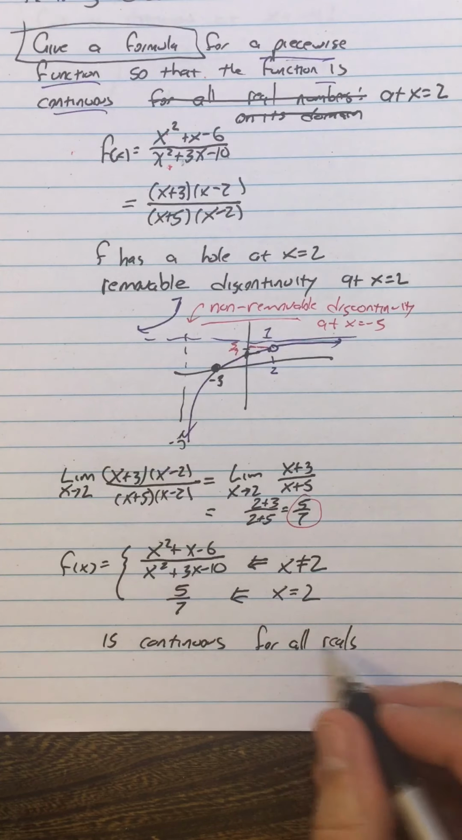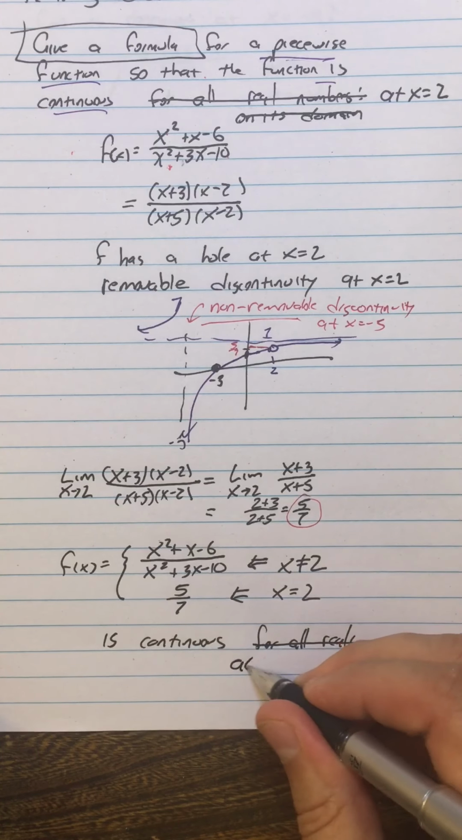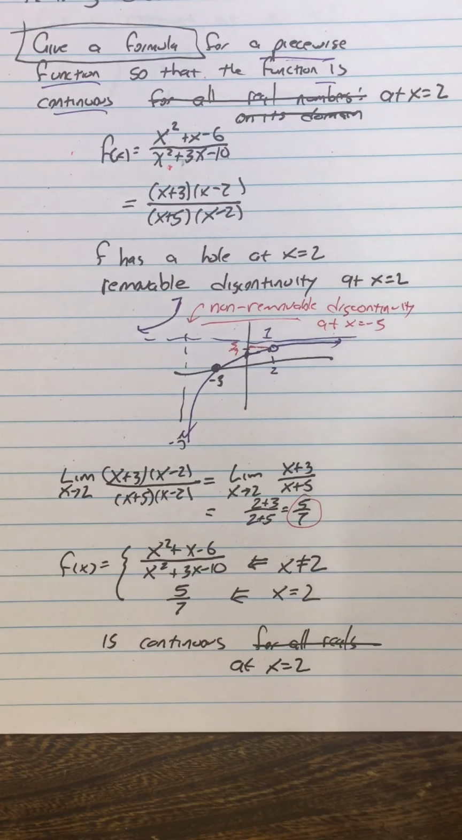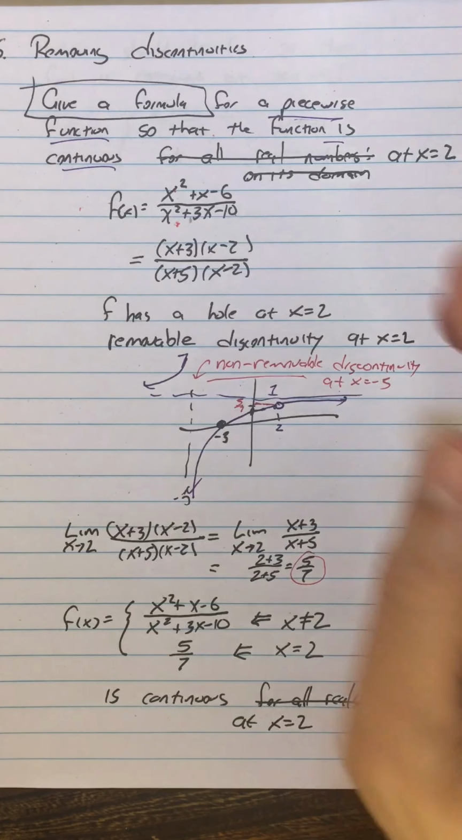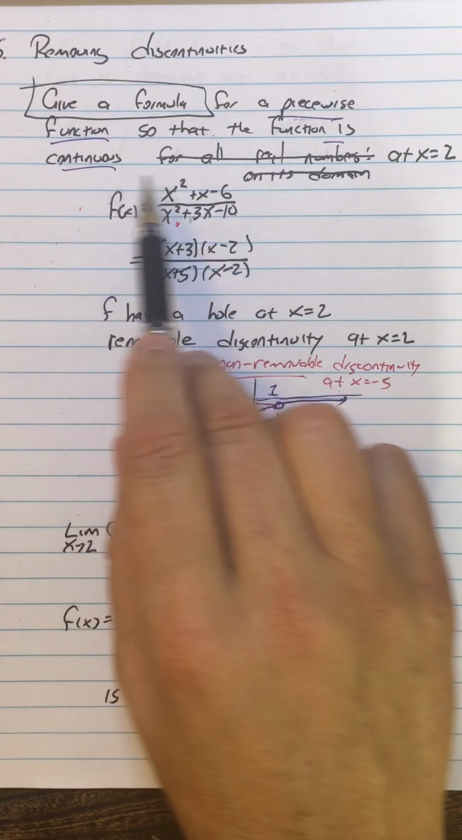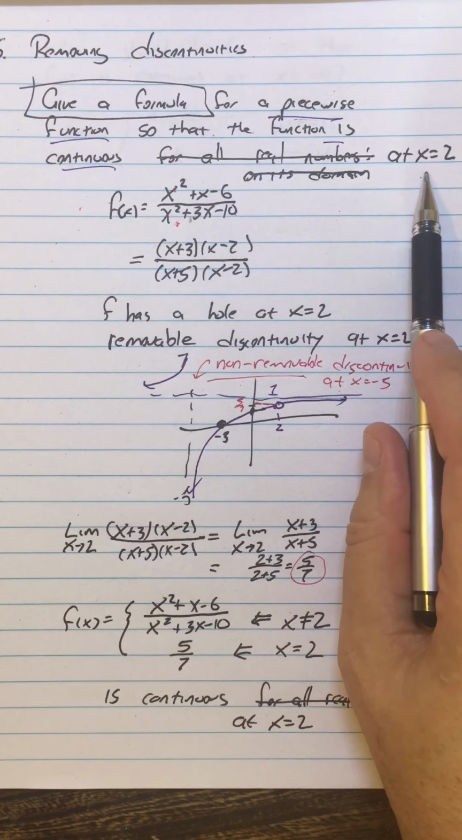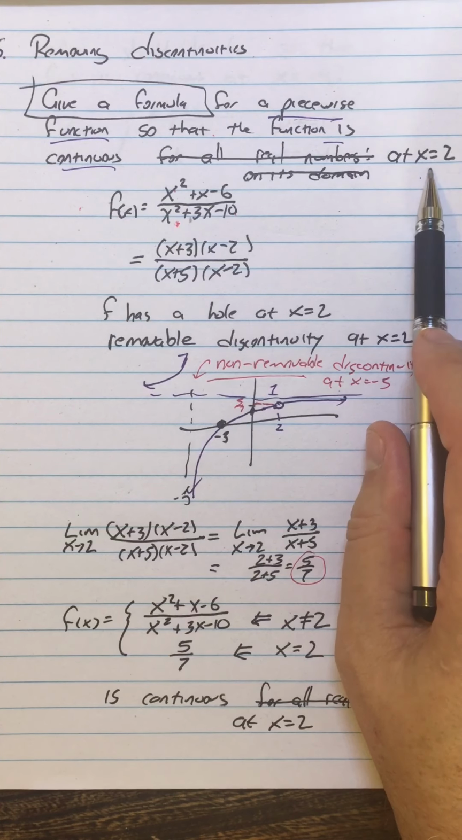So this function is continuous at x equals 2. So in fact, it's continuous for all real numbers except x equals -5, if you want to look at it that way. But I think I've caused enough confusion. So I'll say normally the way we would phrase this question, give a formula for a piecewise function so that the function is continuous at whatever the removable discontinuity is, x equals 2.